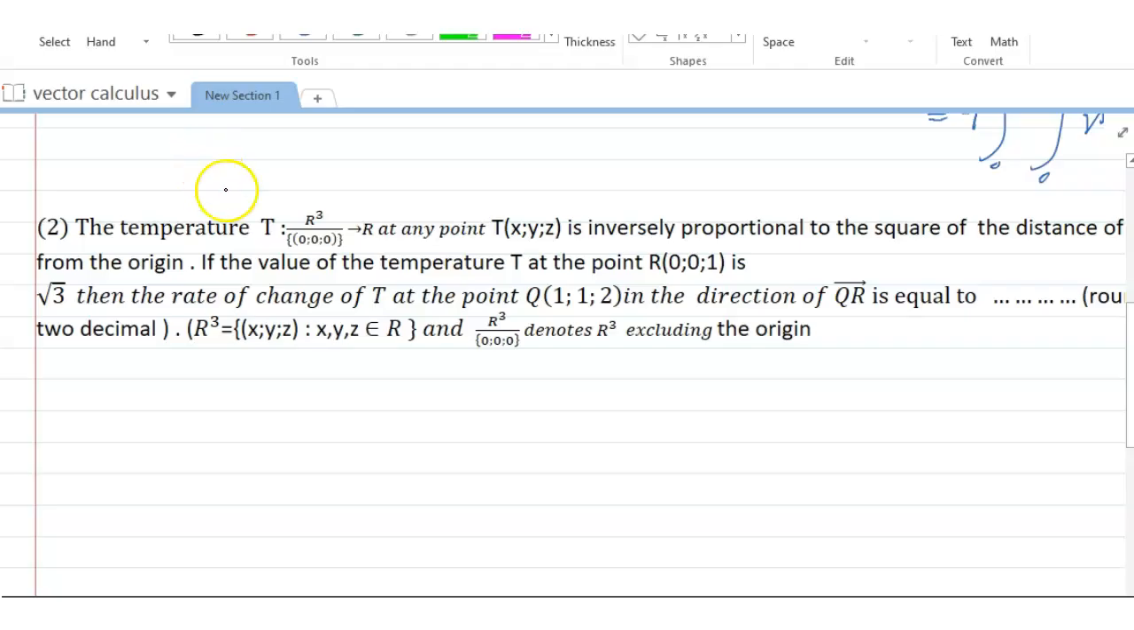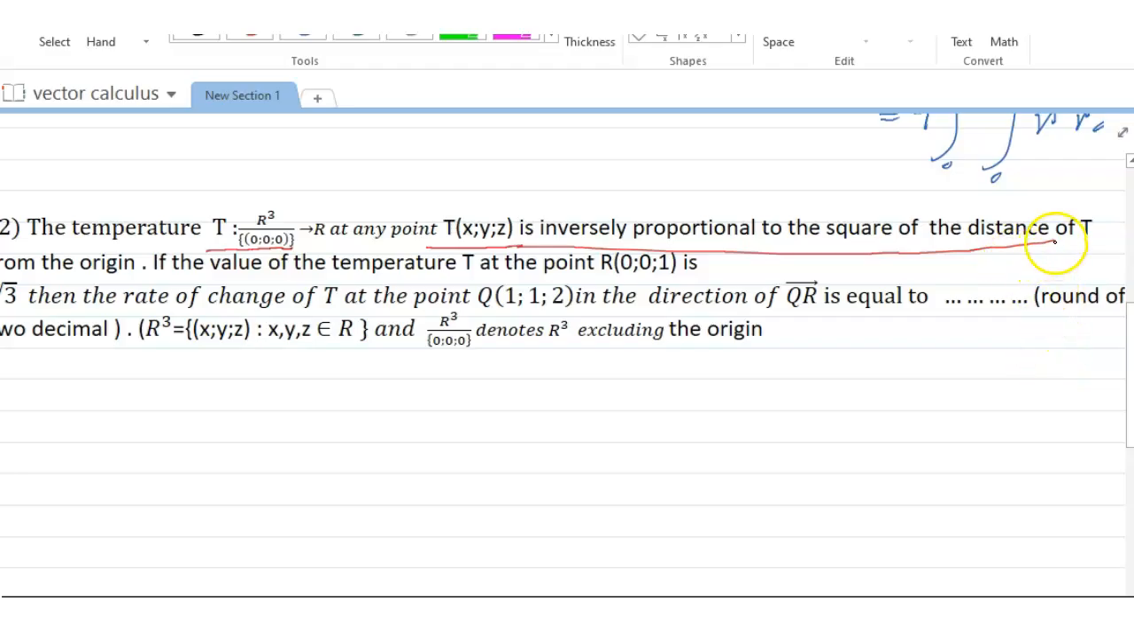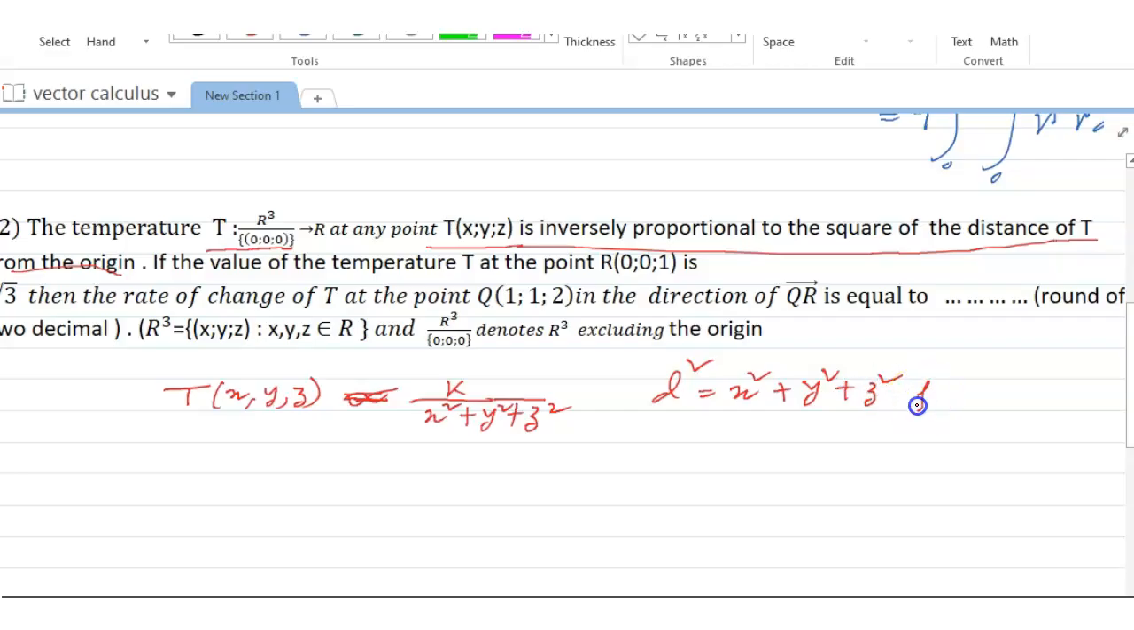The temperature T at any point (x, y, z) is inversely proportional to the square of the distance of the point from the origin. So T(x, y, z) equals k divided by x² plus y² plus z², because the square of the distance of the point from the origin is x² plus y² plus z².